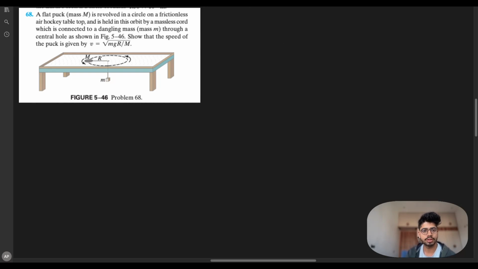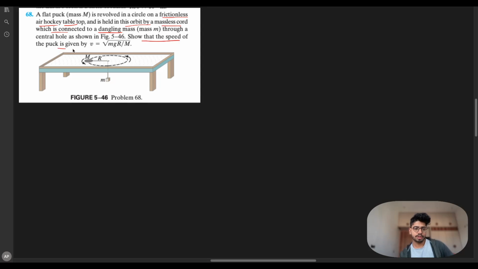This question is regarding circular motion. A flat plank of mass m is revolving in a circle on a frictionless air hockey table, held on the orbit by a massless string, which is connected to the dangling mass. There is a mass attached to this string, which passes through the central hole as shown in the figure.